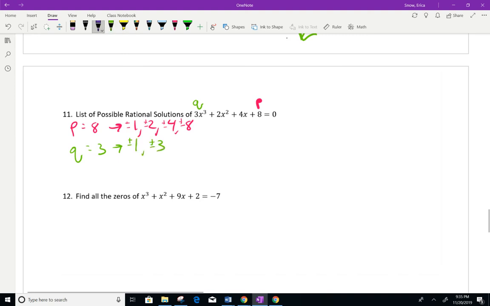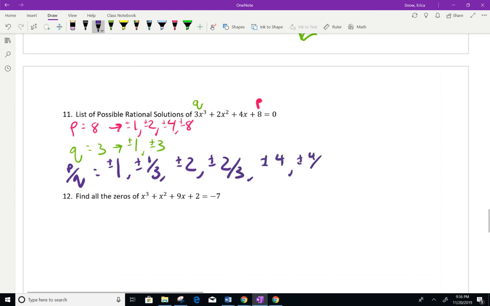So that means that our P's over Q's, for all of our possible zeros, are going to match all of those up. So we're going to have plus or minus 1, plus or minus 1/3, plus or minus 2, plus or minus 2/3, plus or minus 4, plus or minus 4/3, plus or minus 8, plus or minus 8/3. And there we have it. We're done.